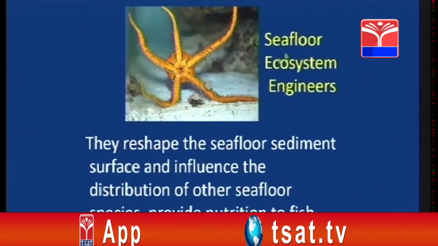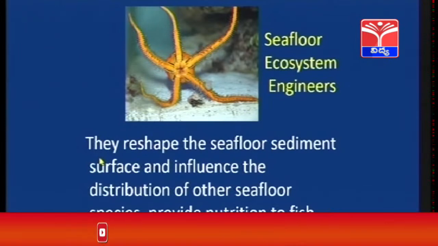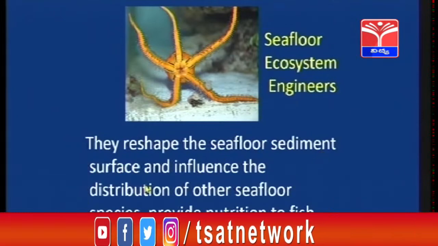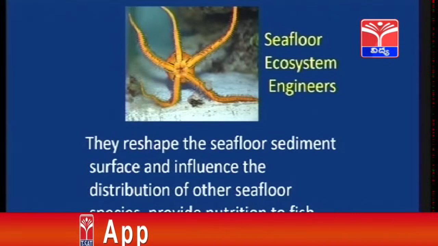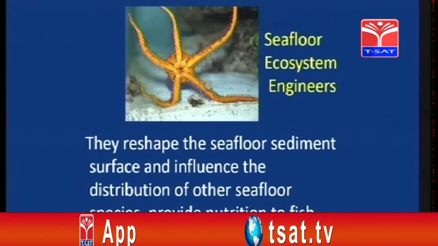So children, these are called sea floor engineers, that is brittle stars. Why are they called sea floor engineers? Let's see. They reshape the sea floor sediment surface and influence the distribution of other sea floor species, and provide nutrition to fish, sea stars and crab predators.